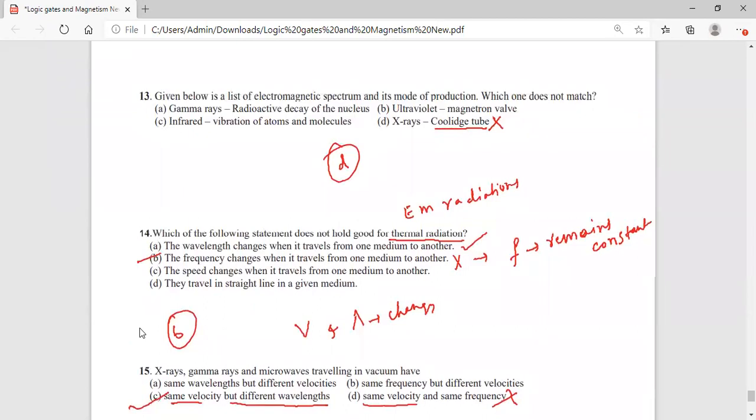So this is about some of the questions related to electromagnetic waves discussed in this chapter. In this class, even from electromagnetic waves, one question will appear in your CET exam. Okay, thank you.